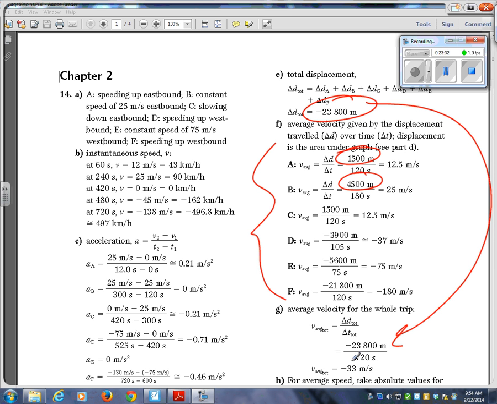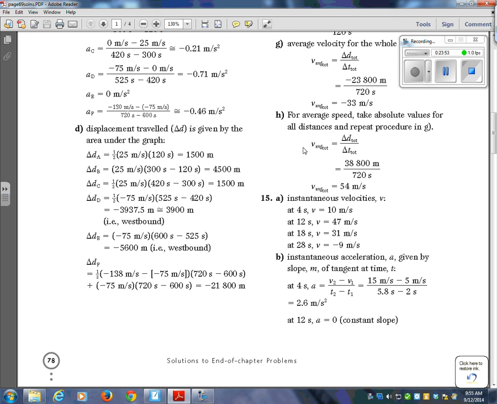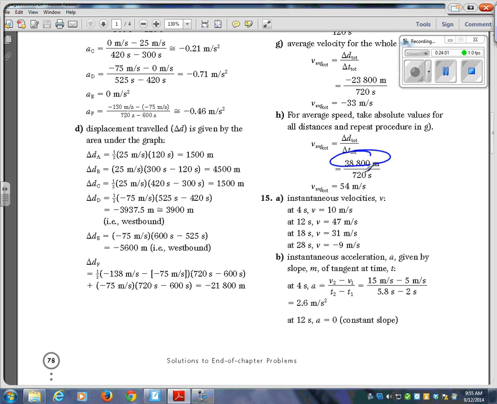And then in H, they try to fool you. What is the average speed for the trip? Average speed, what they want is, instead of displacement, instead of using negative values down here in displacements, you just use positives, right? I hate when I do this. Okay, so take the absolute values for all distances. In other words, ignore the negatives. So the total distance traveled is 38,800 divided by 720. The average speed is 54 divided by the time. Okay, so speed is just without direction, right?